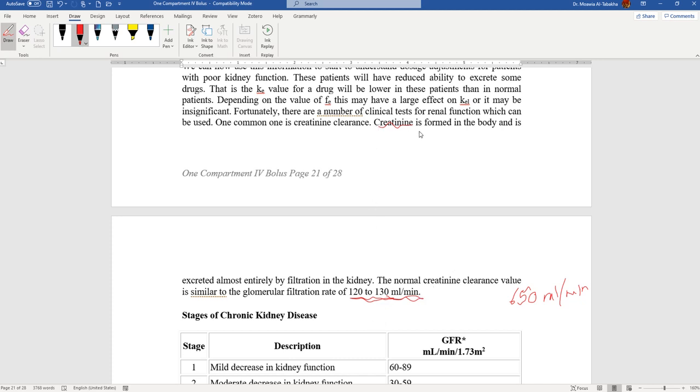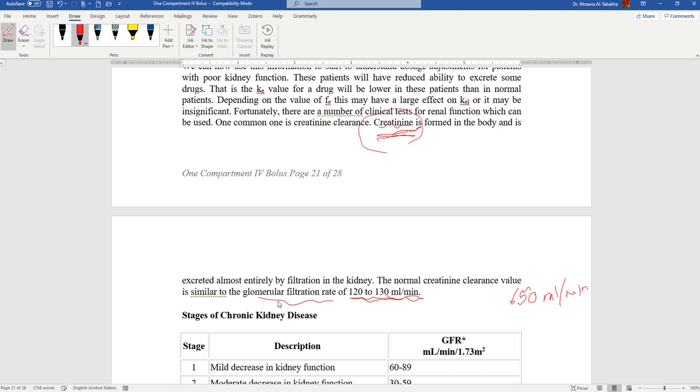Now this creatinine, and we will talk about creatinine probably later, but this creatinine almost completely gets removed from the body through filtration. So creatinine gets removed mainly through glomerular filtration. There is a little bit, about 1 to 3%, of active secretion, but mainly it gets removed through glomerular filtration. Nice? Okay. That's why we can use creatinine to assess filtration.